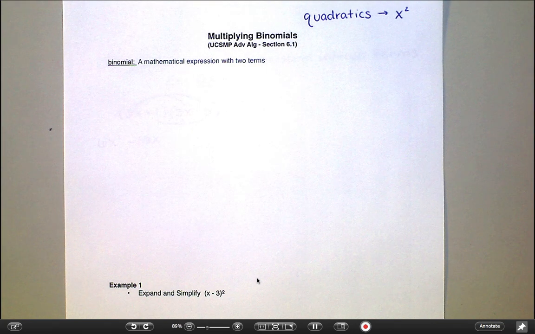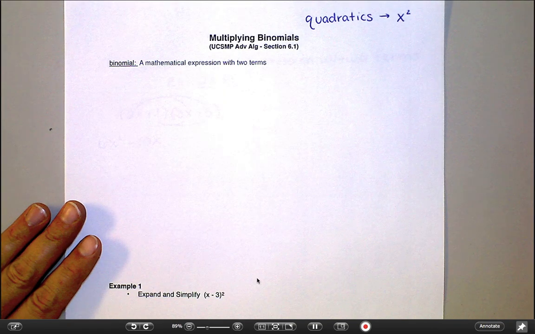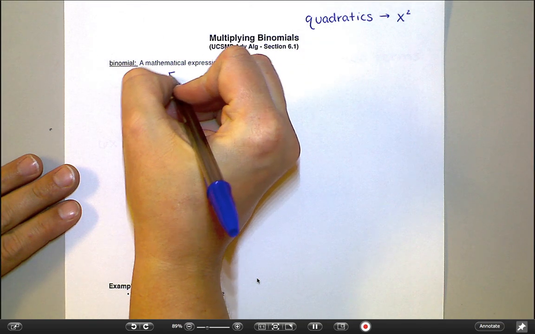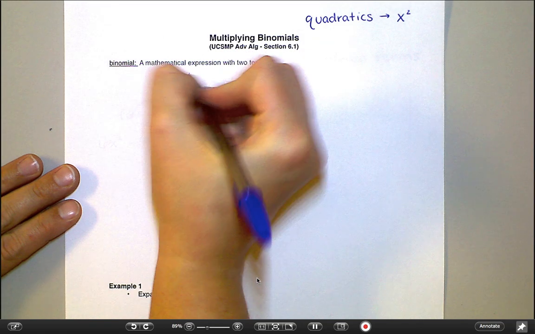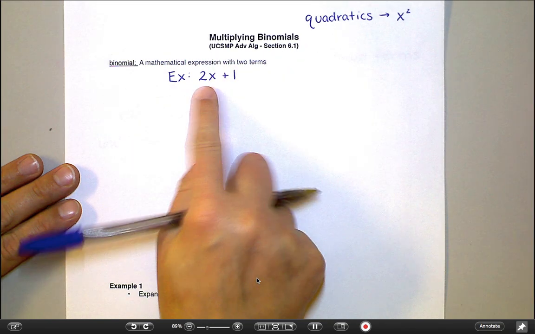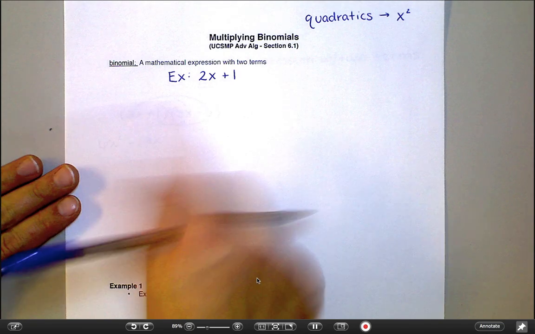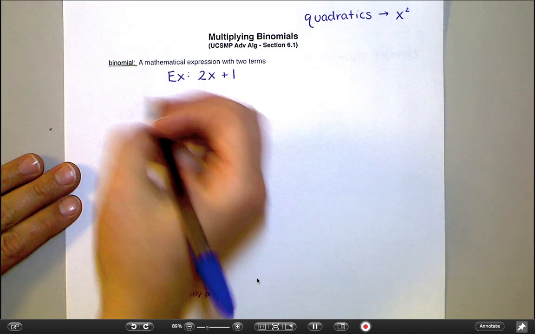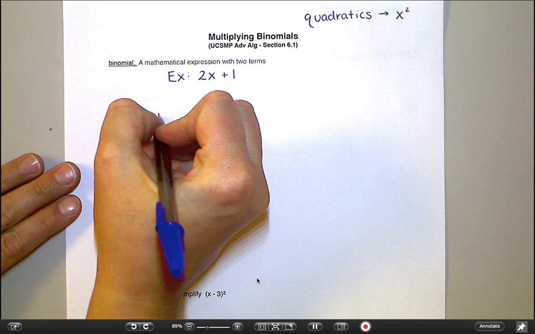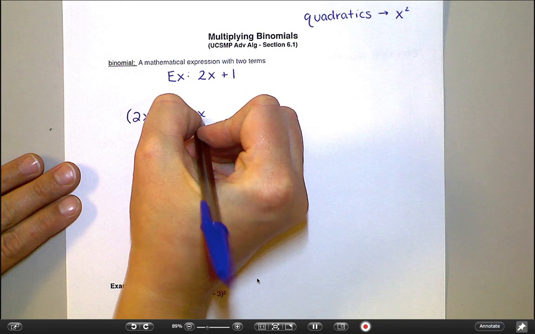So, multiplying binomials. First of all, you need to know what a binomial is. A binomial is a mathematical expression with two terms. For example, the expression 2x plus 1 is a binomial. Okay, two terms, two pieces to it. And so what we want to focus on today is how to multiply two of these things together. Like 2x plus 1 times 3x minus 5.